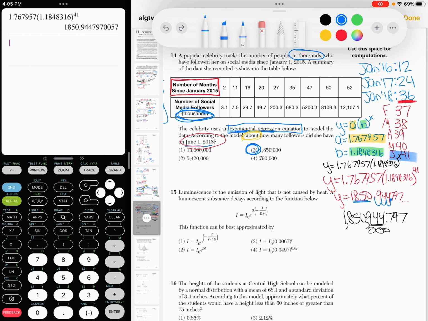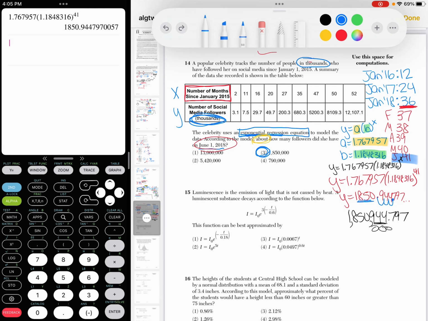I was just looking to see if there was a way on the table to do it instead. I think that was the only way to do it. All right, so number 15.